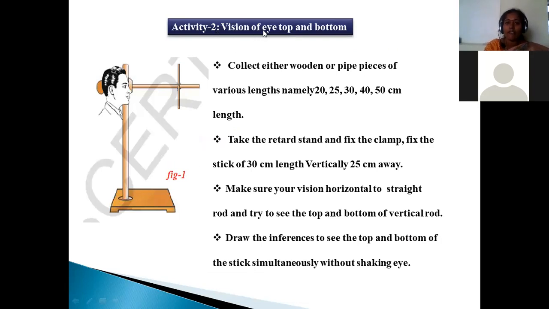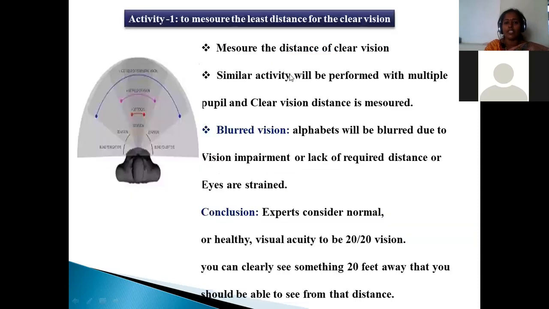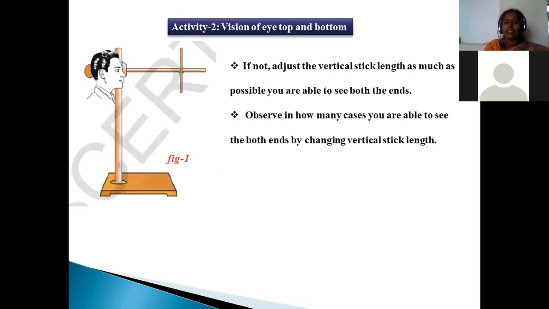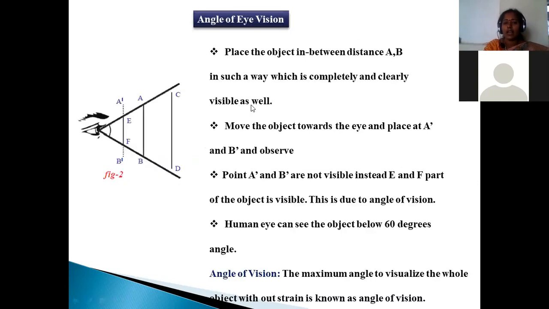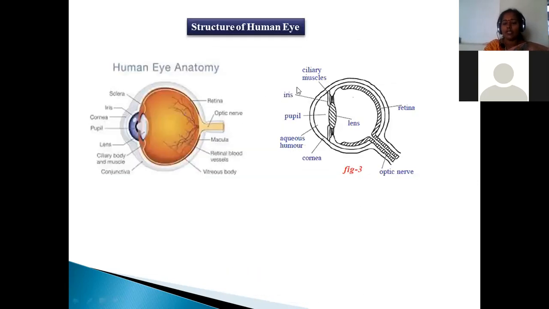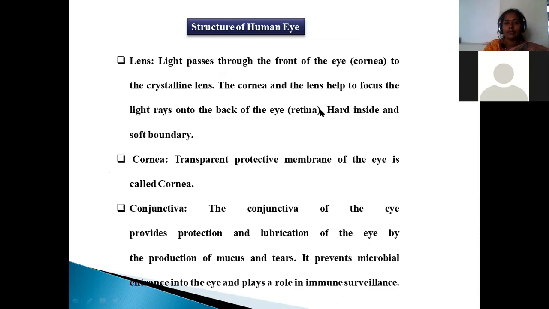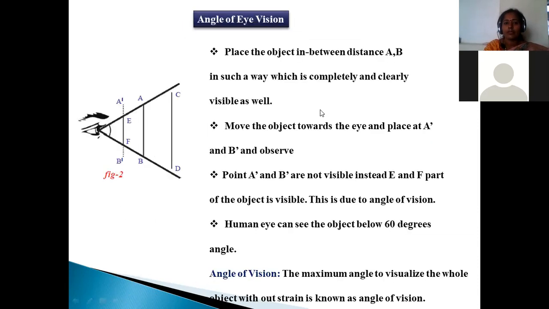Okay, and next is activity number 2, vision of the eye, top and bottom. In activity 1, what we measured was how much distance you are able to observe the objects very clearly. Now in the second activity, we are going to measure what angle our eye is able to observe.